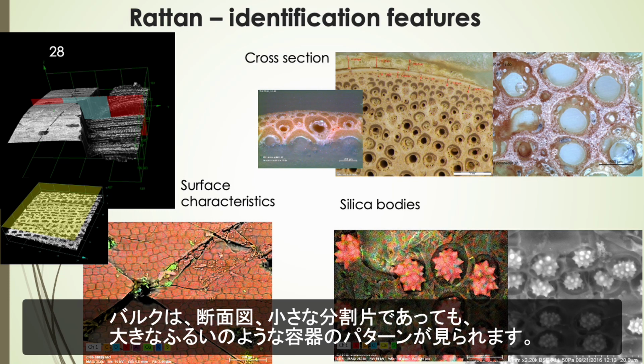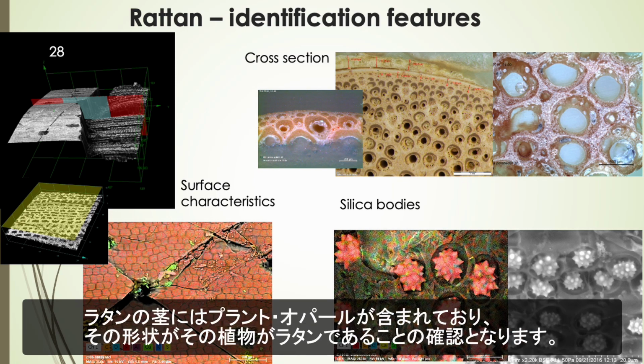At the top you see cross sections, and even a small split fragment could show the characteristic pattern of sieve-like large cellular structures. And the stem of rattan, if we have a fragment of a stem, will contain opals, and their shape is the most undisputable confirmation that the plant indeed is rattan.